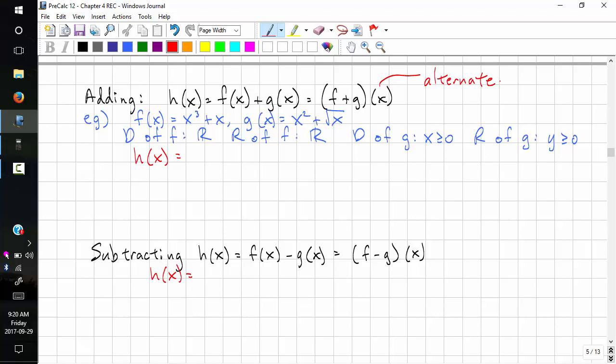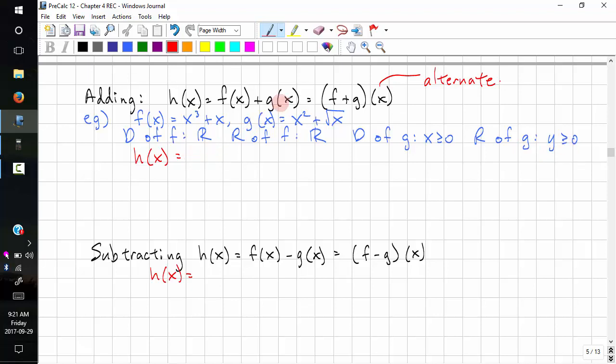Okay, so if we have f of x equals x cubed plus x, g of x equals x squared plus square root x, the domain is all reals for f, and the range is all reals for f because it's an odd degree polynomial. The domain for g is slightly more complicated because we have a square root. So it's x greater than or equal to 0. The range of g is y greater than or equal to 0.